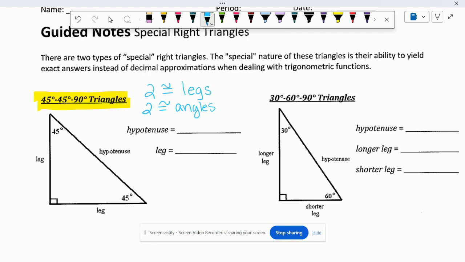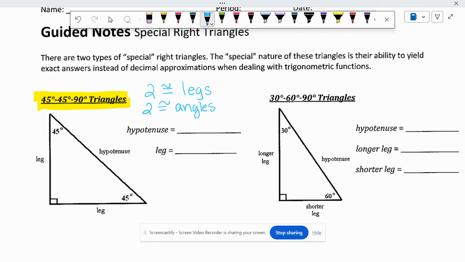Because you're not always going to have the angles marked as 45. Sometimes they're going to be marked as congruent. Okay. You're not always going to have that your angles are 45, 45. Sometimes you'll just have congruent marks. So I want you to know that.